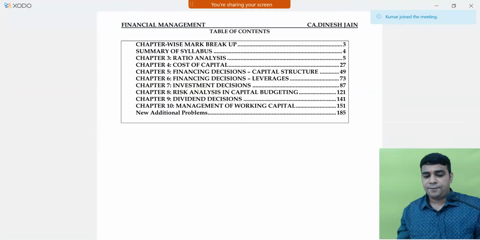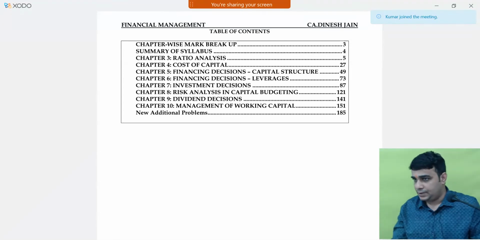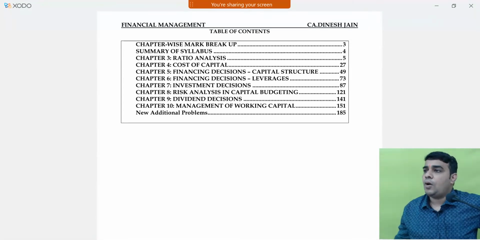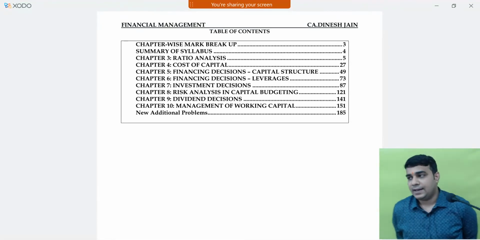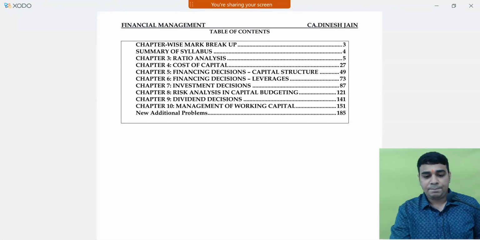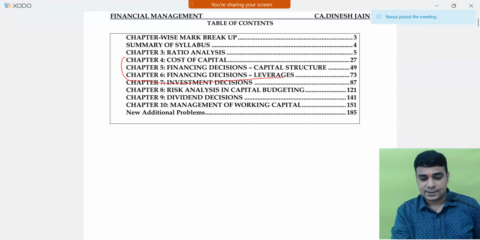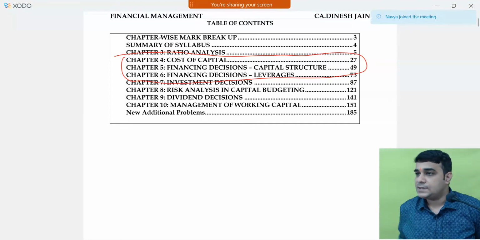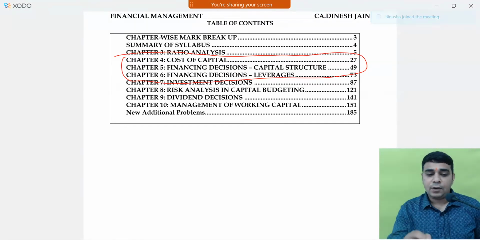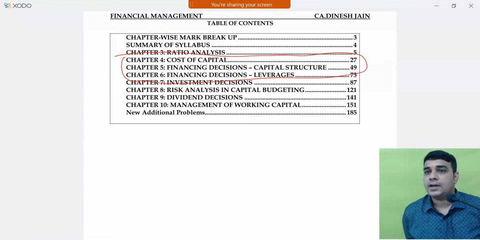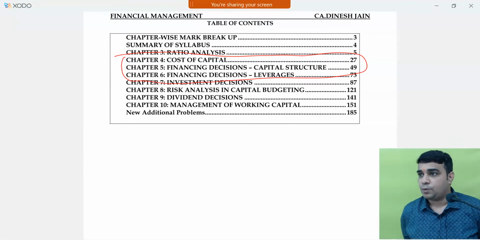Now coming to FM, it is broadly split into 10 chapters. But this 10 can also be reorganized as maximum 6 or 7 chapters. It's not that there are 10 chapters. Your chapter 4, 5, 6 is a single cluster. It used to be a single chapter called financing decision earlier. Now they have made it into multiple chapters, but this is a single chapter. So you have chapter 4, 5, 6 which is a single cluster. Chapter 1 and 2 is technically also a single cluster which is purely theory based.